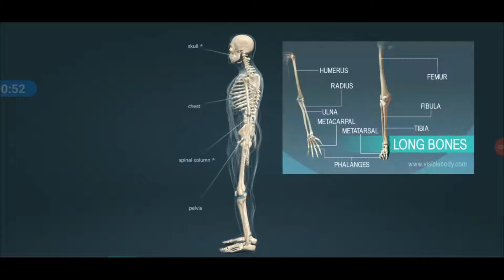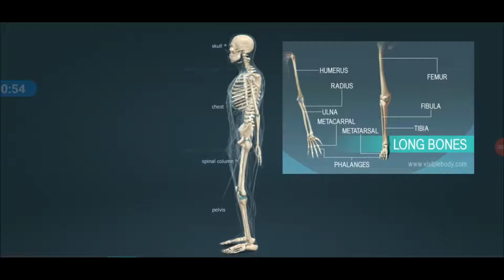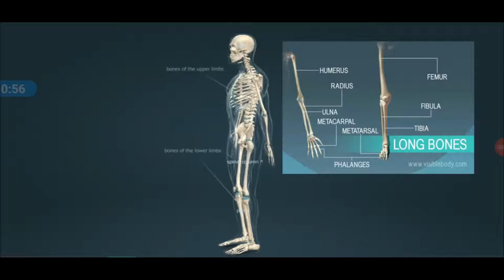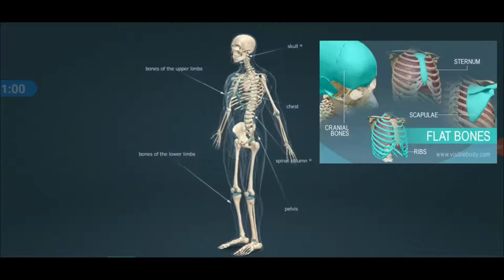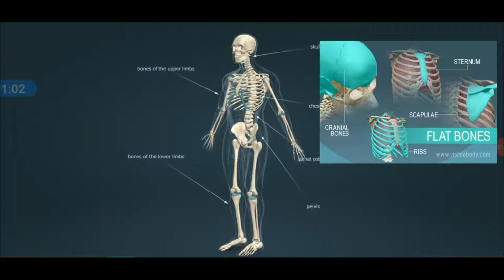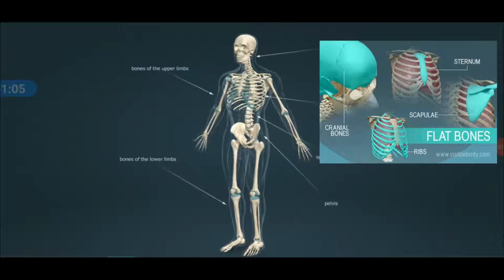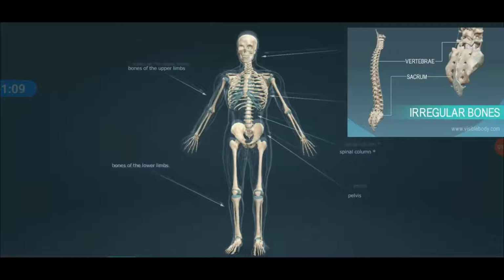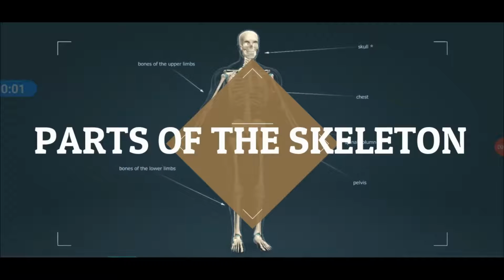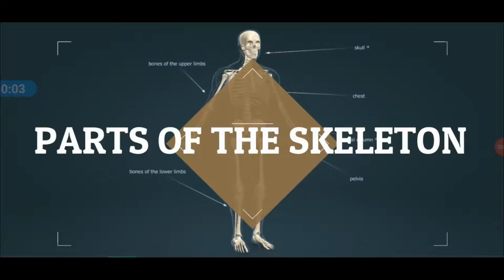Bones of limbs, including those of fingers, toes, are long. Bones of wrist and ankle are short. Most of the bones of skull and breastbone are flat. The bones of spine, hips, and some of the bones of skull are irregular. Parts of the skeleton. Let's move to skull.